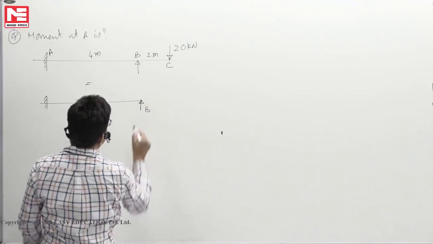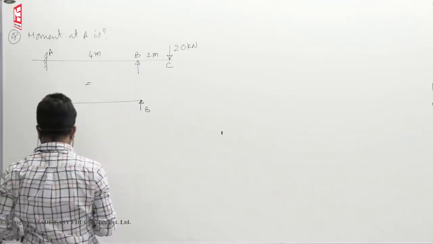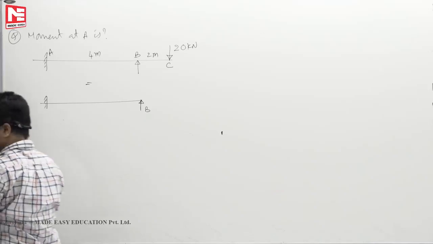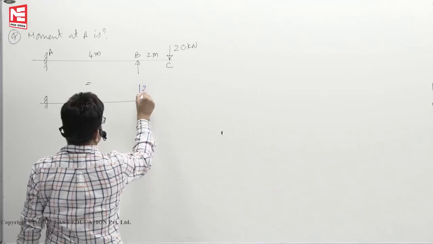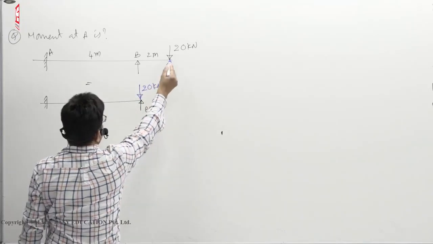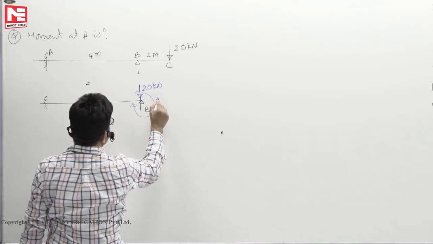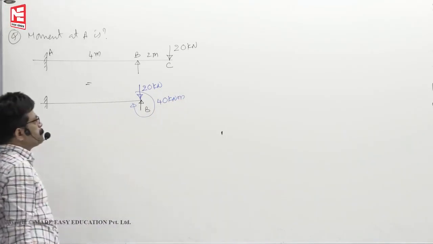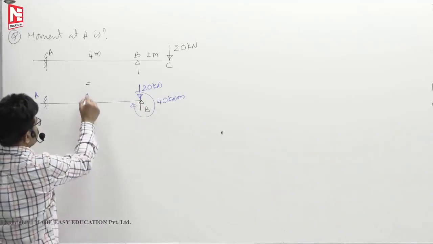This is the B. So the effect of 20 at B will be 20 kilonewton down and a moment like this. 20 kilonewton down because I am keeping it here. Then the effect of the moment is 20 into 2, 40 kilonewton meter. Now this point is say A, B, 4 meters.